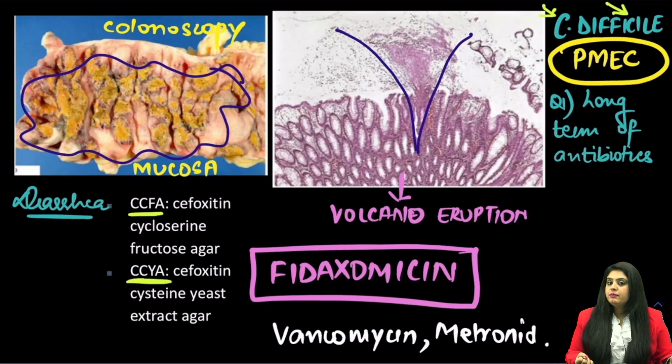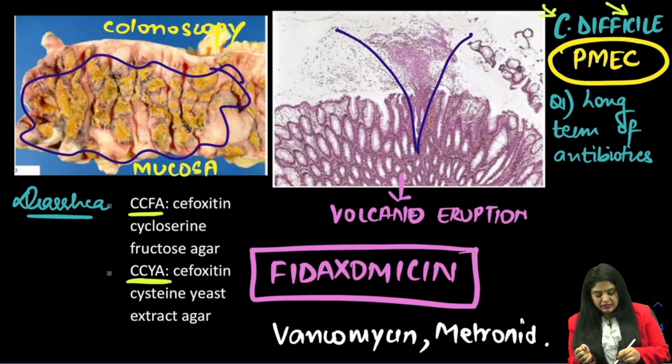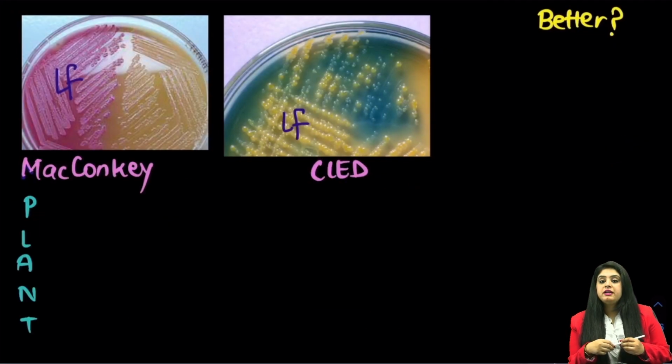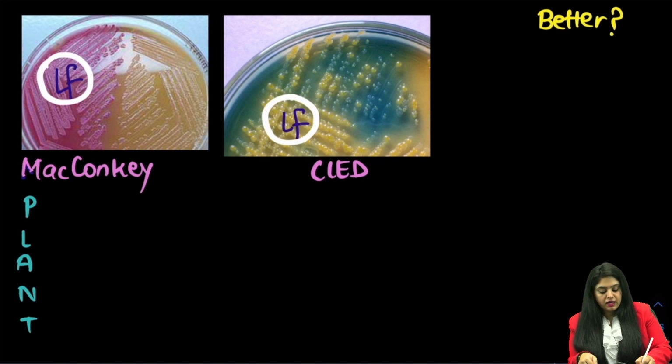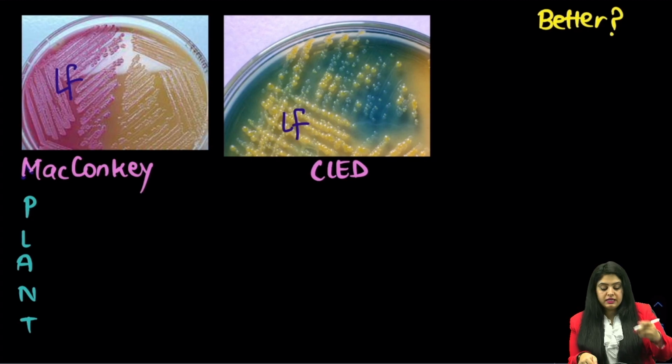Done with all the Clostridium and Bacillus, should we move on to one more family? The next family is going to be another set of fermenters which is in front of you, and that is going to be the lactose fermenters. Now, when I'm talking about the lactose fermenter, for lactose fermenters I have two media. One is McConkey, one is CLED. Okay, so first let me do their composition.